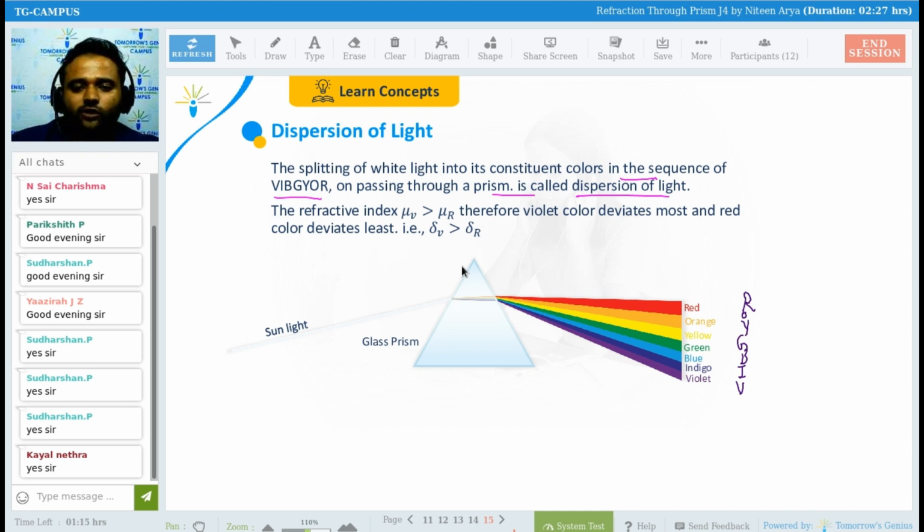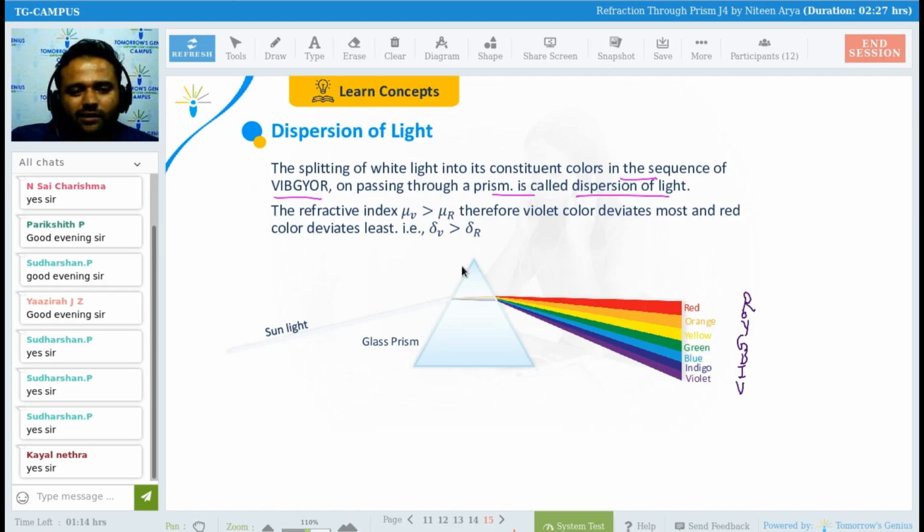The refractive index mu v is greater than mu r. What is the meaning of that? Tell me anyone. What is the physics and meaning of that? First of all, at least the meaning. What do you understand from this, mu v greater than mu r? Why does it happen so? Refractive index, I know, but why? My question is why? Okay, simply, it is because the wavelength of red color is greater. Exactly. That is the correct answer.